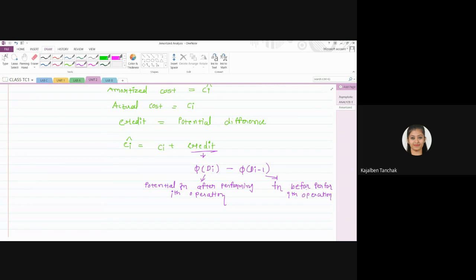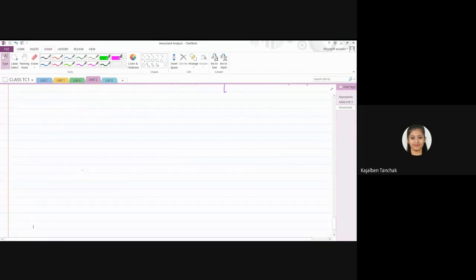In this case we are having the stack. The potential function for the stack is the size of the stack. It may vary, but for this example, the size of the stack is the potential function that we are going to consider. So let us take the same example of stack push, pop, and multi-pop.